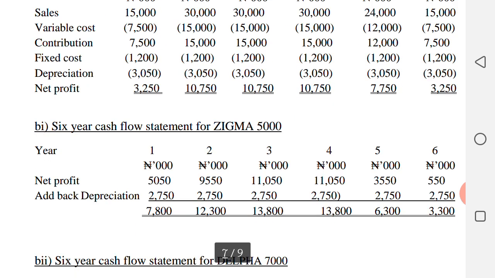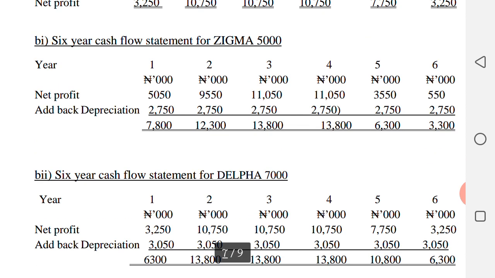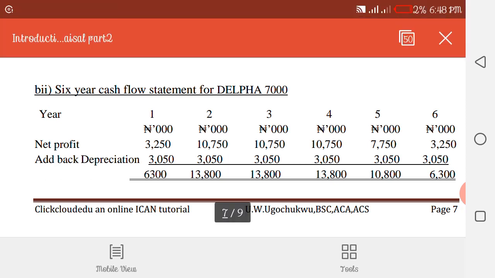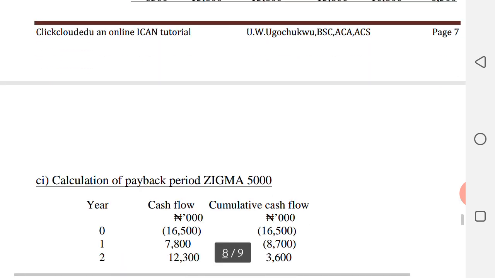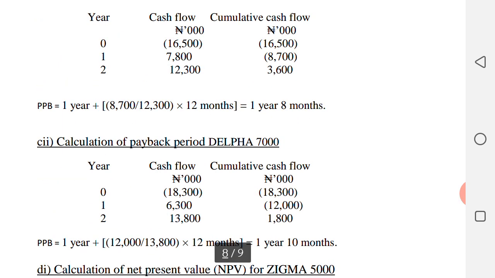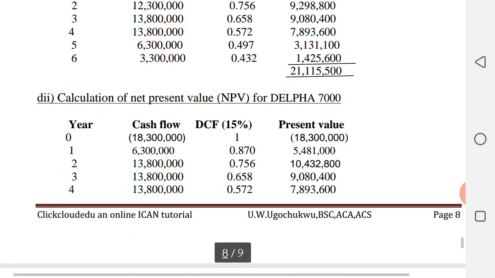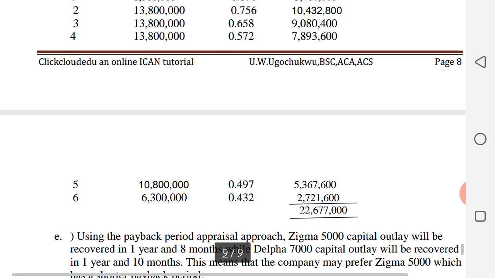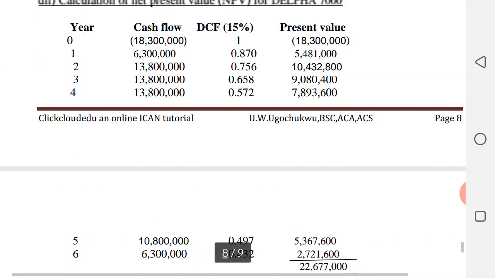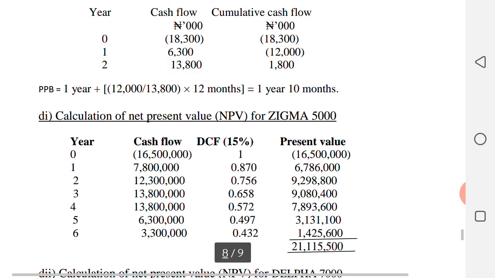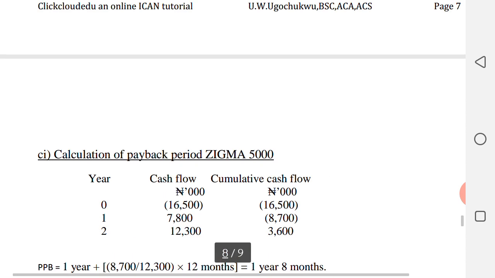I will explain this question again in our next class, because we are not done with our investment appraisal. Hopefully our next class will continue our investment appraisal. Then I will explain this illustration again and the decision under it. But before then, look at the question and illustration very well.